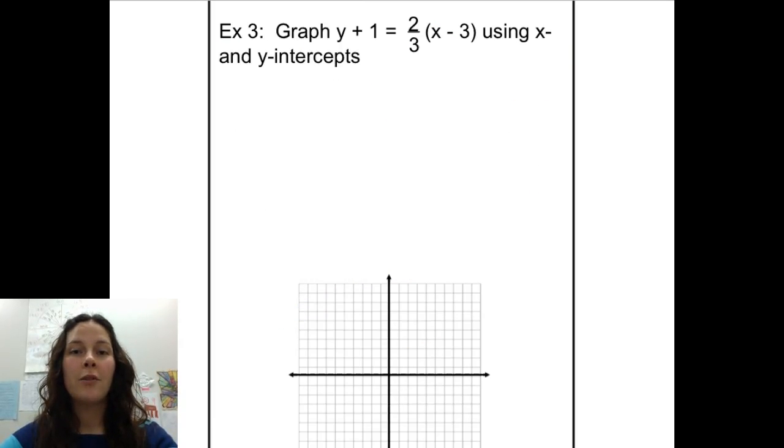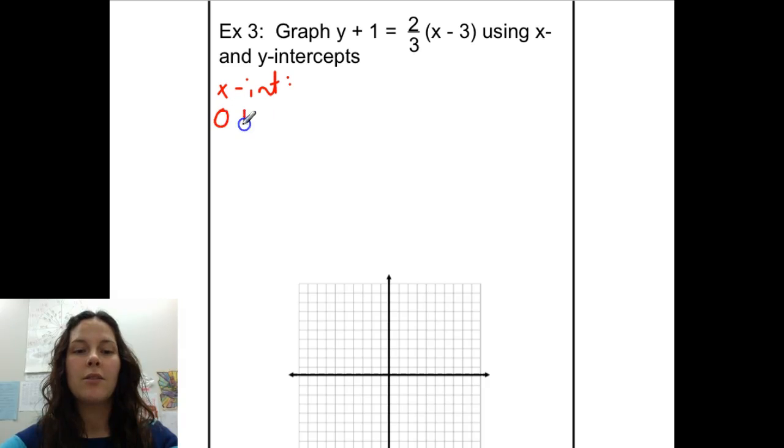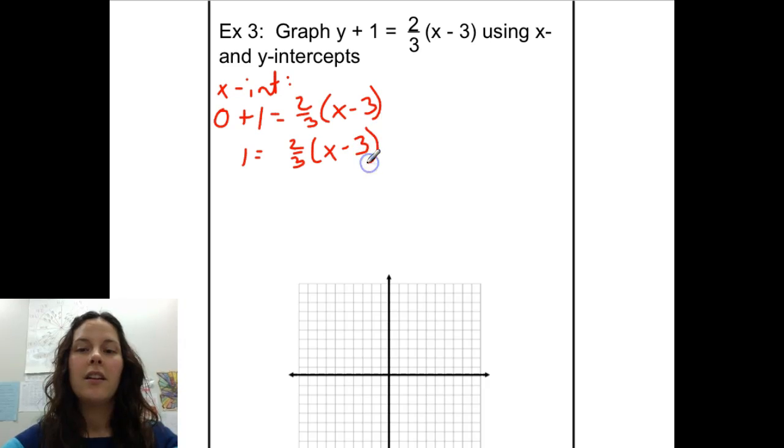Because this one was not a review, point-slope form is new to us, let's see that one more time. Solving for the x-intercept. To solve for our x-intercept, we substitute 0 for y and solve for our x value. Simplifying the left-hand side, I get 1 equals 2/3 x minus 3. This time, if I cancel the 2/3 by multiplying by the reciprocal, I'm going to get a fraction on the left-hand side.